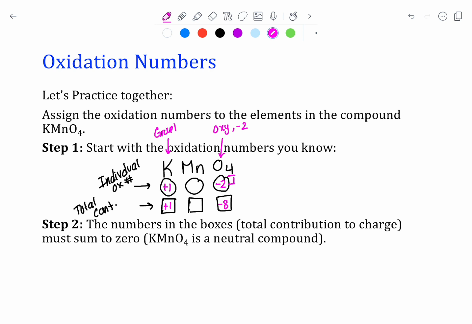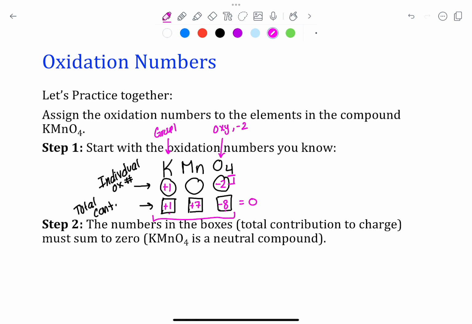So now, again, like I said, it's similar to Sudoku. We can now fill in the blanks to find the remaining oxidation numbers. We know that this molecule overall has a charge of 0. So the boxes must add up to the charge. So that's step 2. The numbers in the boxes must sum to 0. KMnO4 is a neutral compound. So if I have -8 and +1, what does the oxidation number of manganese have to be in order to equal out to 0? It would be +7.